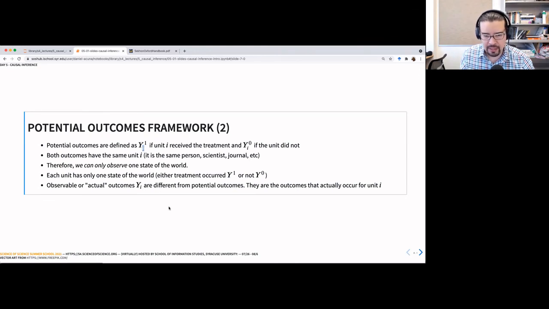I is the unit, so it will be a patient. And then they use this superscript. 1 means what happens when the patient gets treatment, okay? And 0 means what happens when the patient doesn't get the treatment, so it gets just chemotherapy.